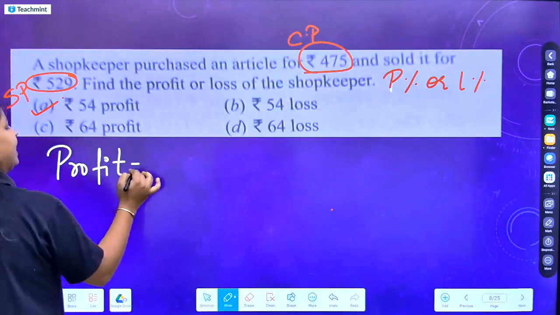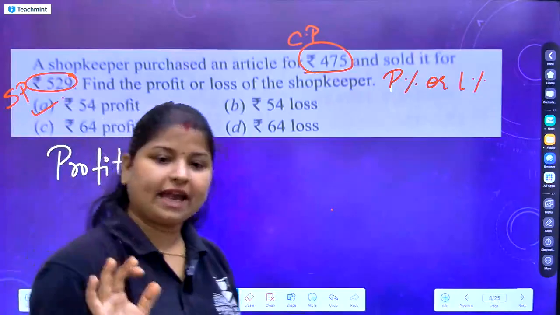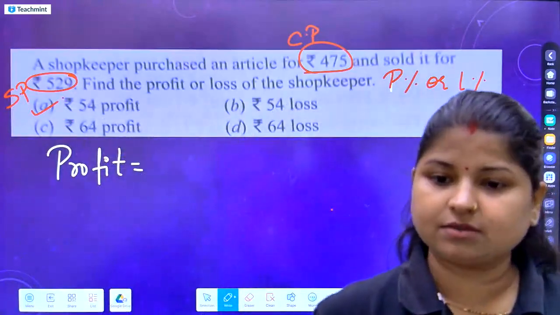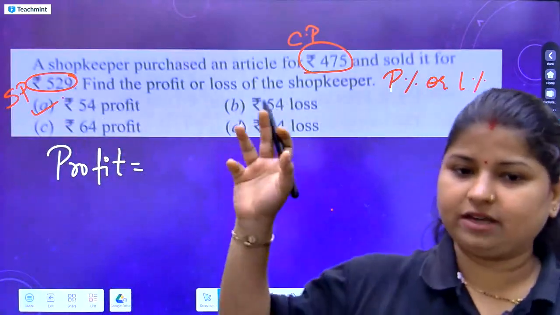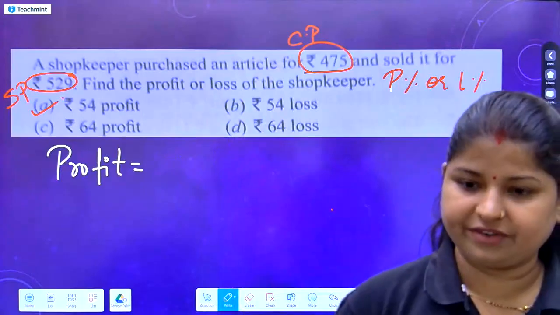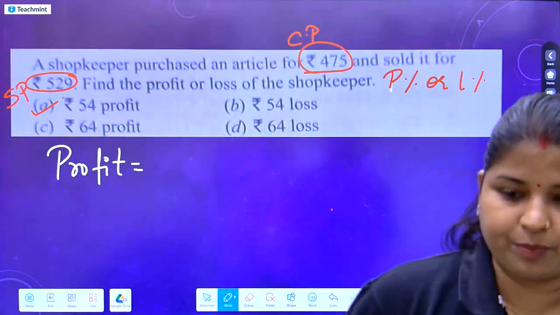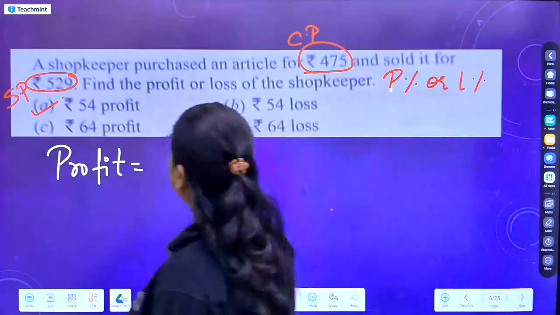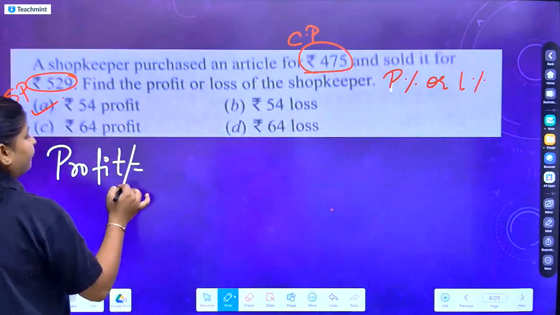Profit we calculated, right? Profit we calculated 54 rupees. 529 minus 475, that is 54 rupees. Now we have to calculate what? Profit percent.